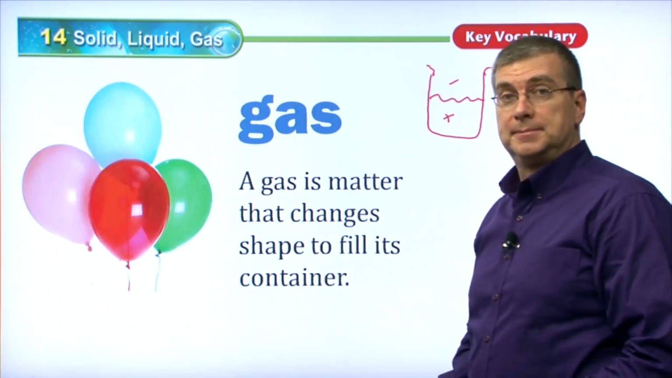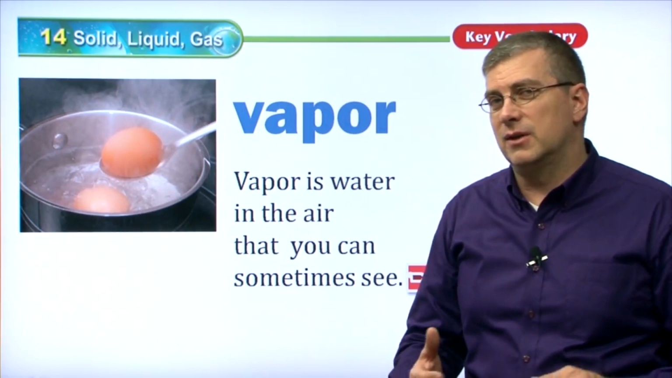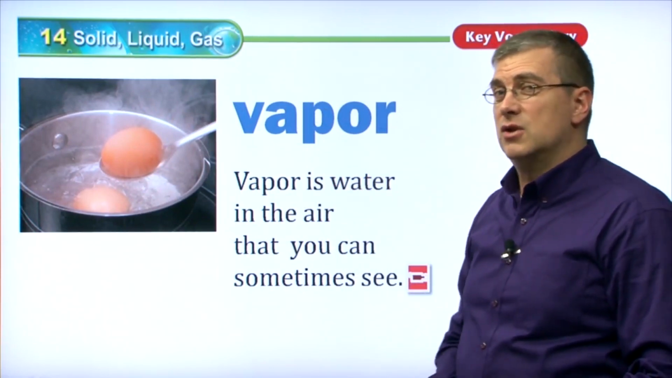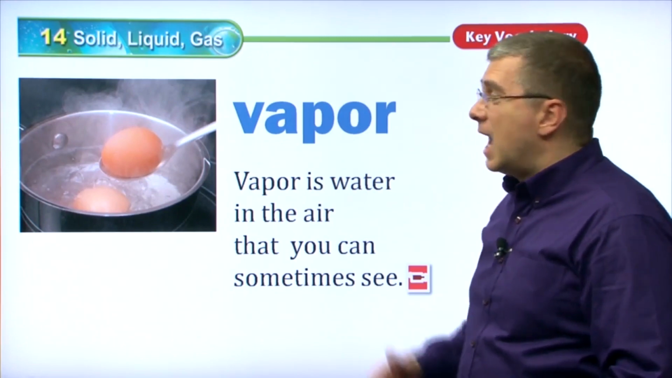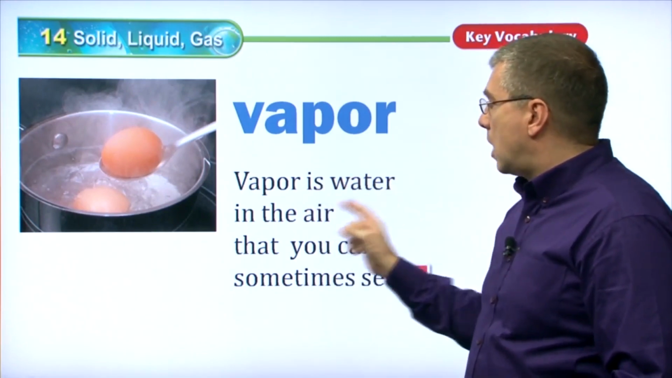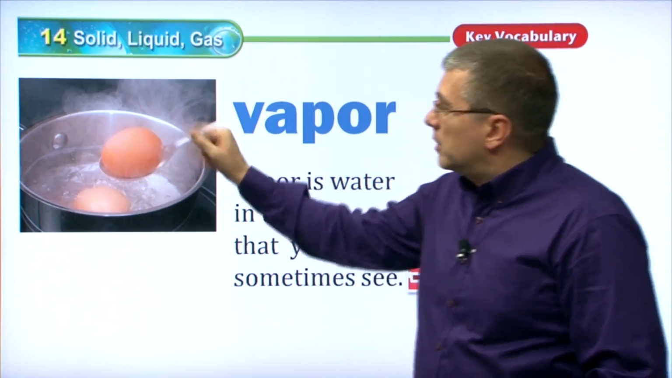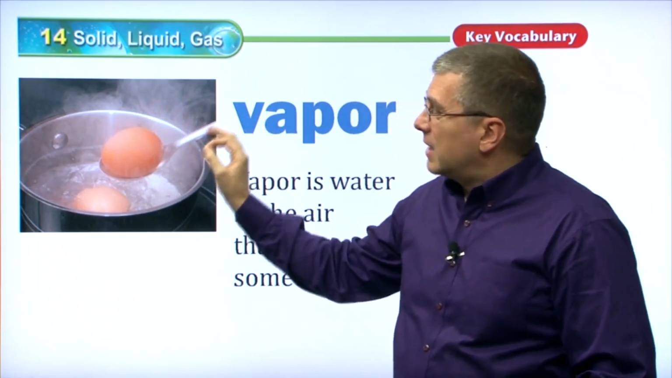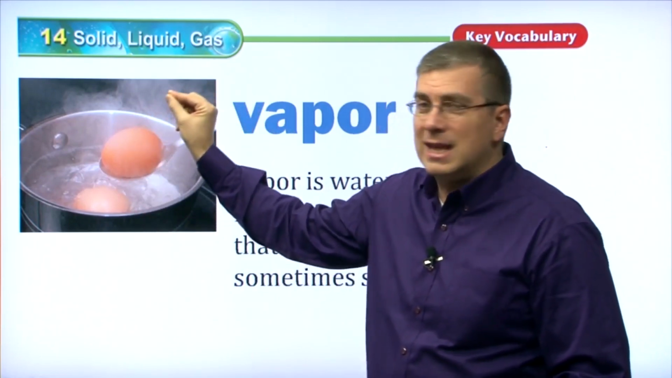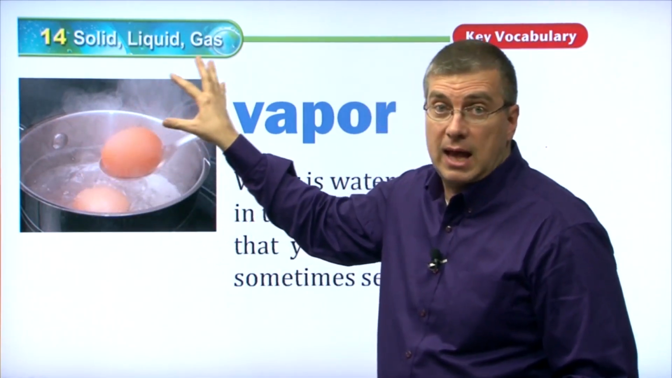Okay, let's move on. Now, when we talk about other ways to describe these different states, we have this word here, vapor. Vapor is an interesting word. It's an interesting state. I just used the example of water, right? Vapor is water in the air that you can sometimes see. Vapor is actually a gas. It's a gas that's very close between the stage of liquid and gas, right? It's not a liquid anymore. It is becoming a gas, okay?